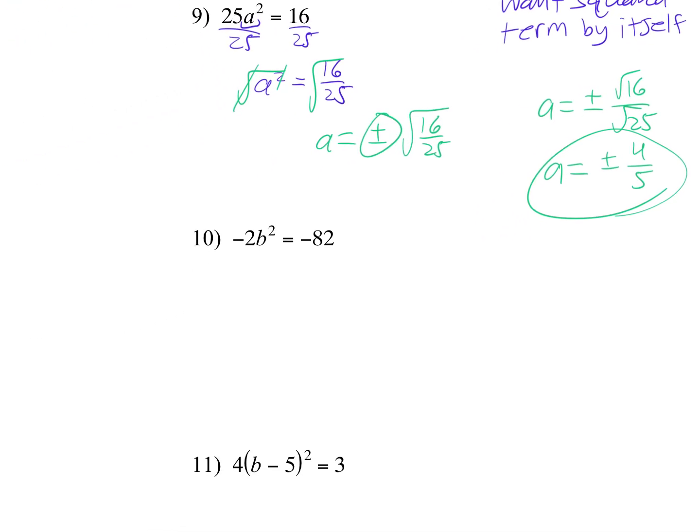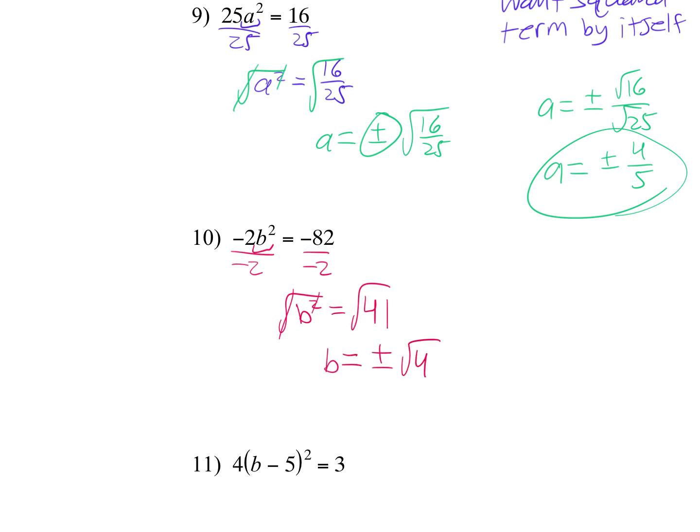Now number 10, similar thing here. Our square term is this b squared, so we want to divide by that negative 2 in front of it. So you get b squared equals 82 divided by 2, which is 41, and they're both negative, so it becomes a positive 41. Now that the square term is isolated, you want to square root both sides, canceling that square. So you get b equals plus or minus the square root of 41. The square root of 41 is not a perfect square, nor does it have any factors that are perfect squares, so you can just leave it alone, and this is your answer.